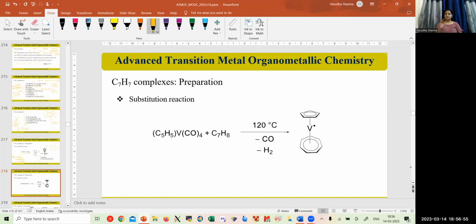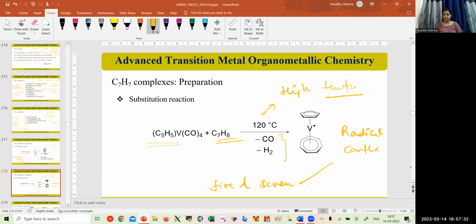Another is, firstly, a simple reaction of the metal carbonyl with C7H8, or if we want a combination of two different rings, like C5H5 with a 5 and a 7 ring, right? So we take the cyclopentadienyl transition metal carbonyl complex and treat it with C7H8. This also occurs at high temperature, where the similar process of release of carbon monoxide with hydrogen gives you a radical complex where both 5-membered and 7-membered rings exist.